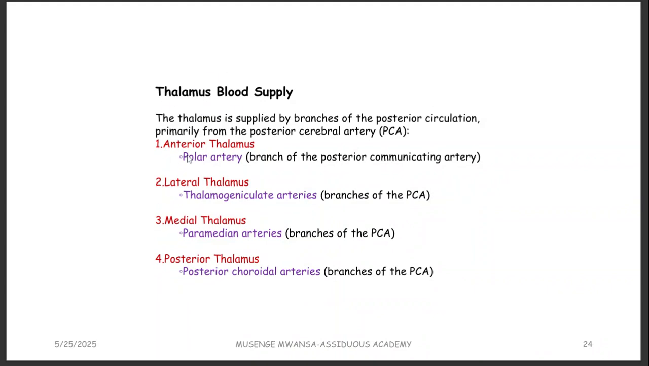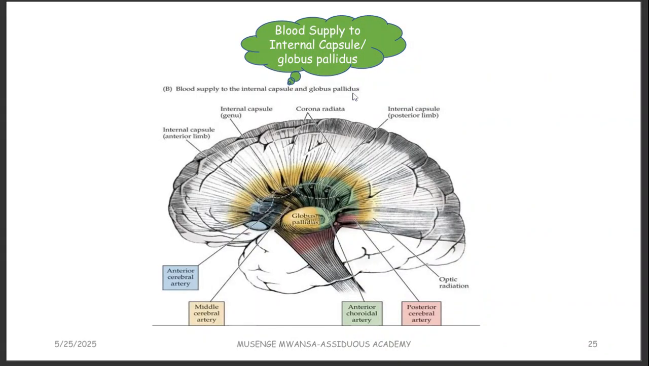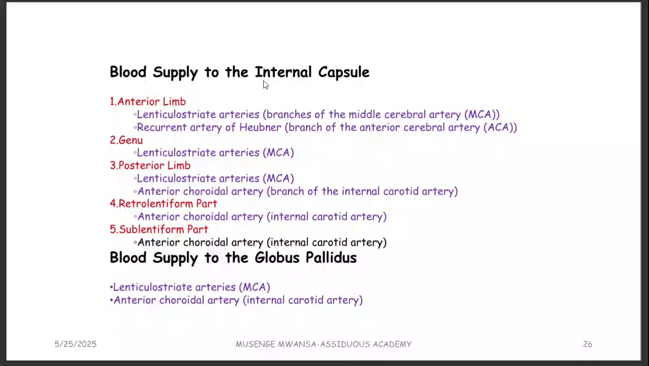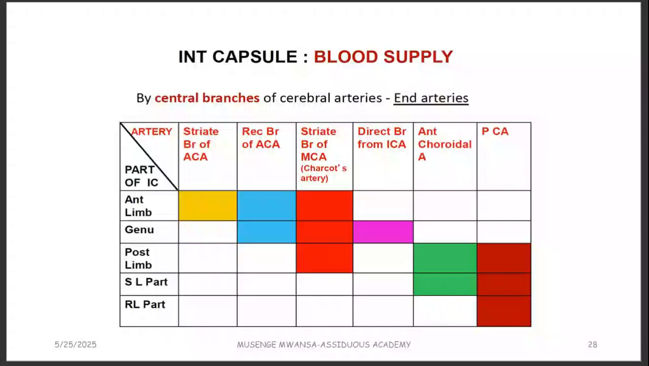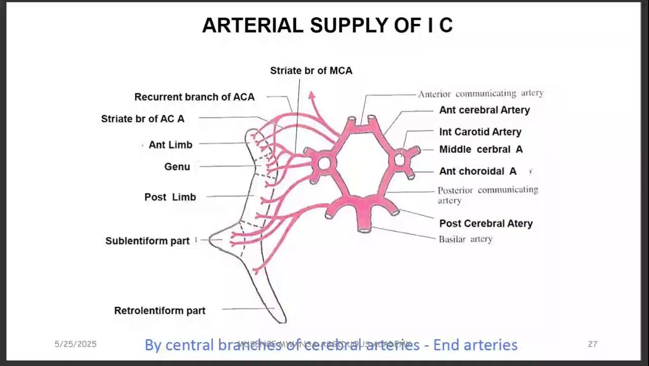For the thalamus blood supply, just know you have the posterior communicating and the posterior cerebral. I think that's all. And then for the internal capsule, this is again another important part. The internal capsule contains what we call the anterior limb and the posterior limb. Connecting the anterior limb to the posterior limb, we have what we call the genu. And then we have the sublentiform part and the retrolentiform part, which is at the very end.